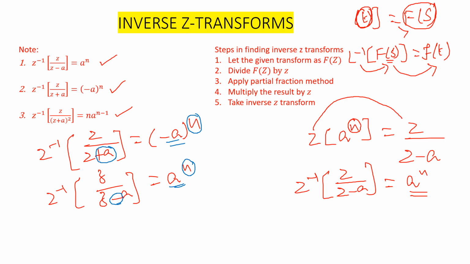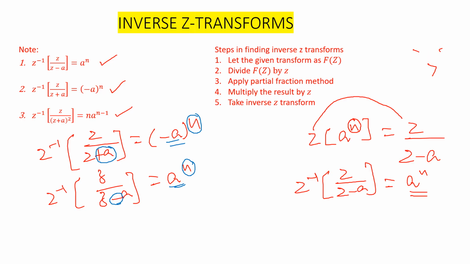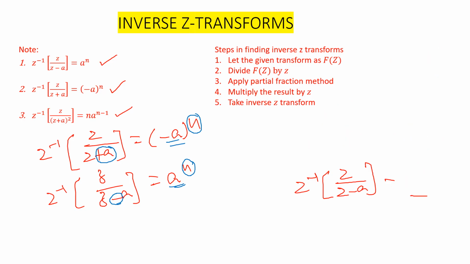Okay, finding inverse Z transform is not that much difficult. It is very easy. You have to remember the following steps before applying inverse Z transform. So we are going to follow 5 steps to calculate inverse Z transform of a given function. Step number 1, we have to take the given transform as F of z. Step number 2, we can collect some z from the numerator of the given function, or I can say divide F of z, that is the given transform, by z.